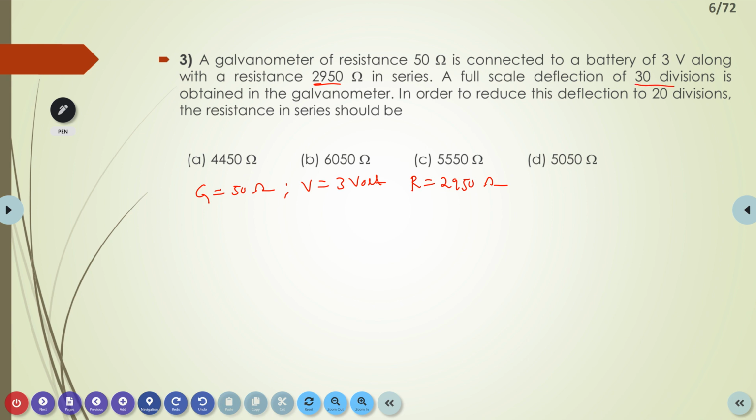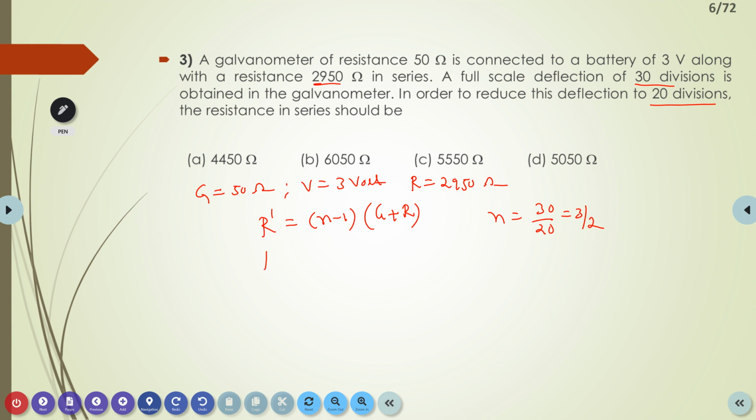A full scale deflection of 30 divisions is obtained in the galvanometer. In order to reduce the deflection to 20 divisions, what should be the resistance is asked. Here use this formula, R dash equal to N minus 1 into bracket G plus R. This is the formula. What is N here? N equal to 30 divided by 20 equal to 3 by 2.